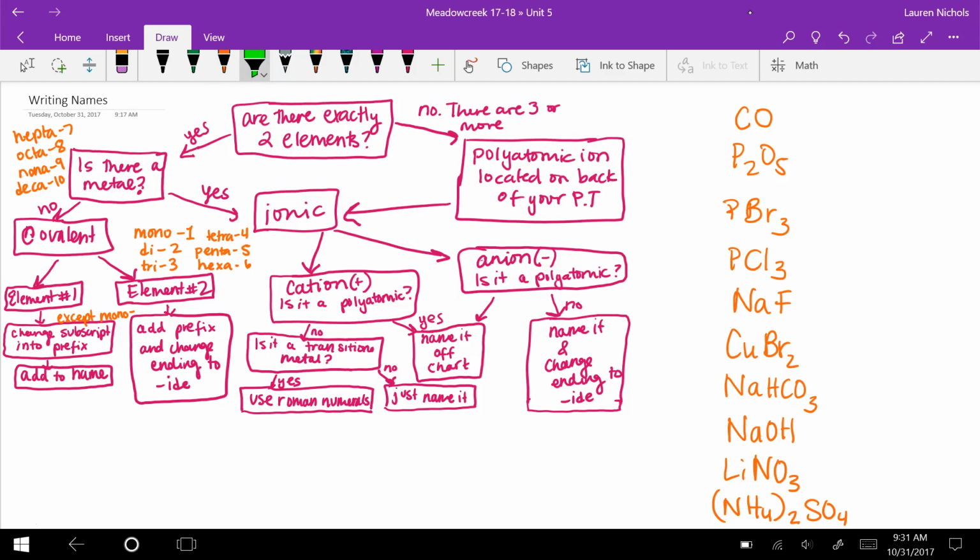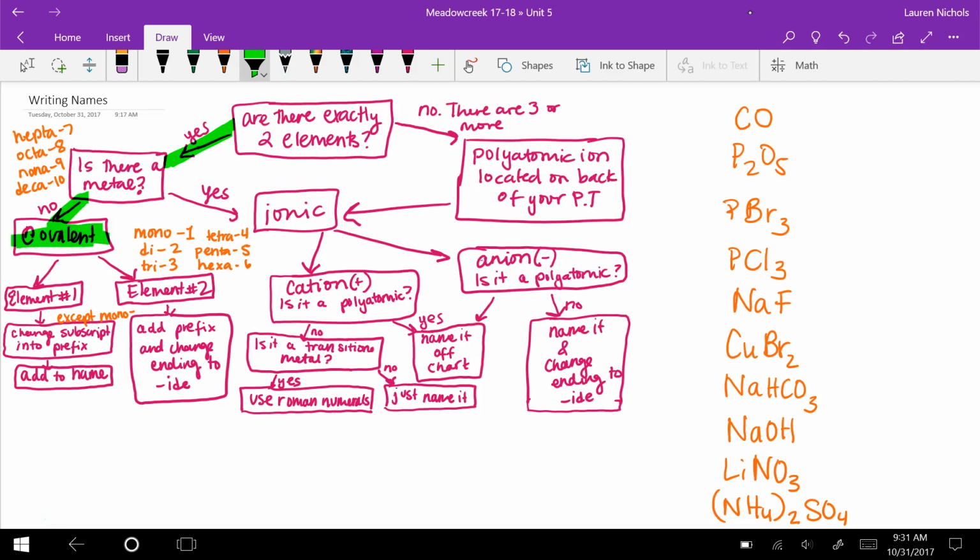So the first one, CO. Are there exactly two elements? The answer is yes, so we go down this way. Is there a metal? If we look at C, which we know is carbon, carbon is to the right of the staircase on your periodic table, so it's a nonmetal. And oxygen is also a nonmetal. So our answer here is no, which means this compound is covalent.